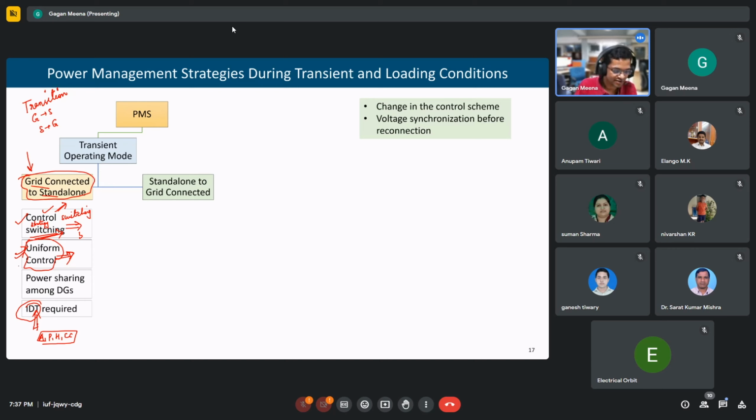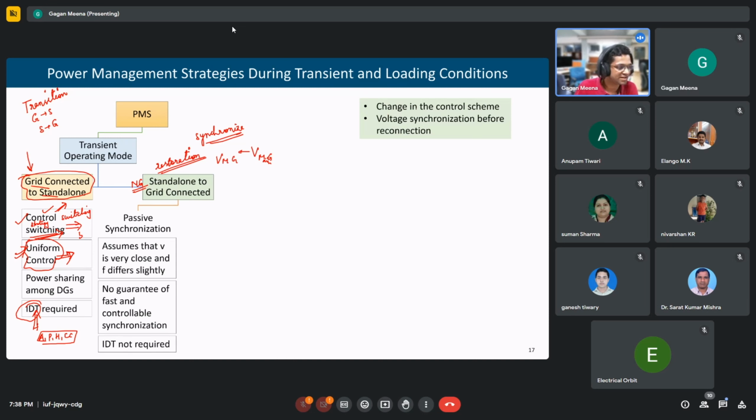The second one is standalone to grid connected. So it's a restoration. We again want to connect the microgrid to the main grid. For that, we need to synchronize the connection. The voltage of the microgrid and the voltage of the main grid should be nearly equal, almost the same. That we have to ensure. So synchronization is very important, and for that there are active or passive synchronization techniques. Passive synchronization assumes that voltage is very close and frequency only differs slightly. But in this there is no guarantee of fast and controllable synchronization.